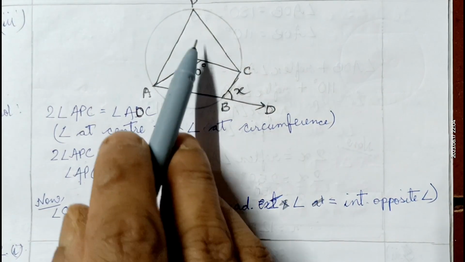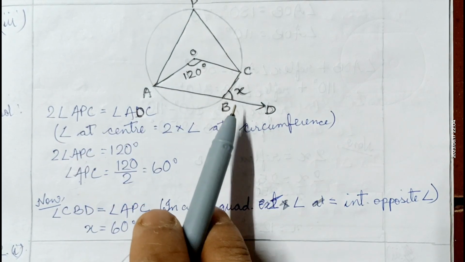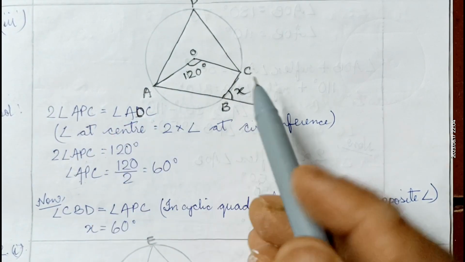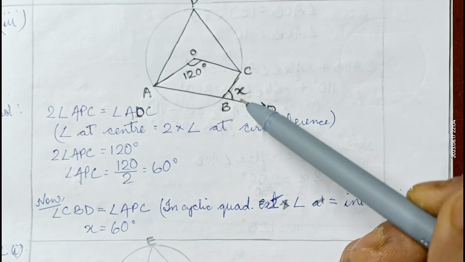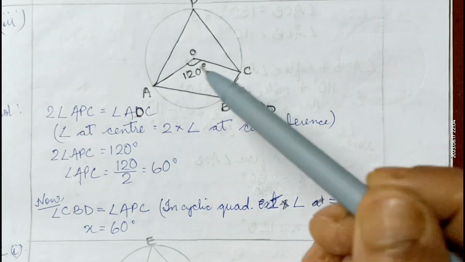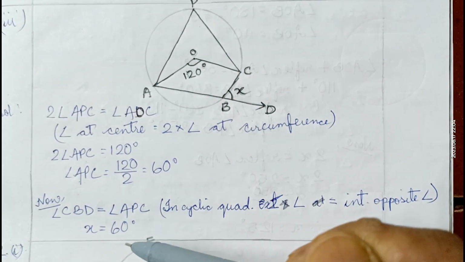Now we got this angle 60. We know in a cyclic quadrilateral exterior angle equal to interior opposite angle. Since we got this one 60, this angle also must be 60. So angle CBD equal to angle APC. Therefore x equals to 60 degree.